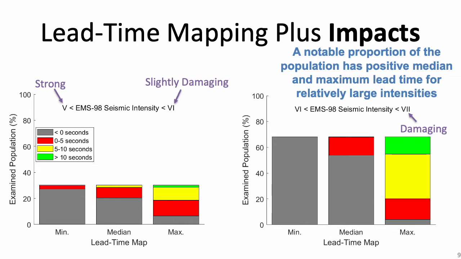And then the next thing to note is that if we look at the maximum lead time map bar in particular on the right-hand side of both plots, it's well colored, which means that a lot of the population has at least some lead time in a best case scenario to protect themselves from these high intensities. So again, we're getting a positive indicator of the potential beneficial impacts of earthquake early warning in Europe.